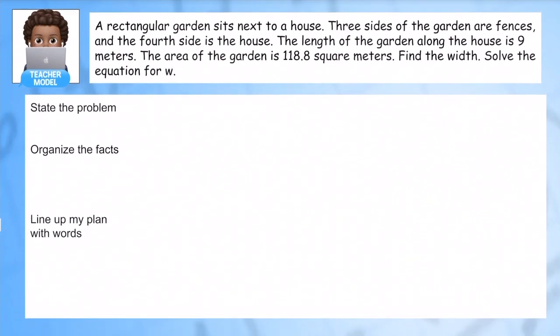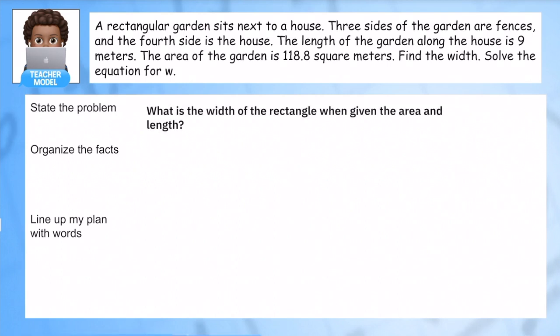A rectangular garden sits next to a house. 3 sides of the garden are fenced, and the 4th side is the house. The length of the garden along the house is 9 meters. The area of the garden is 118 and 8/10 square meters. Find the width and solve the equation for W. So basically they want to know what is the width of the rectangle when given the area and the length. That's basically all they're asking there.